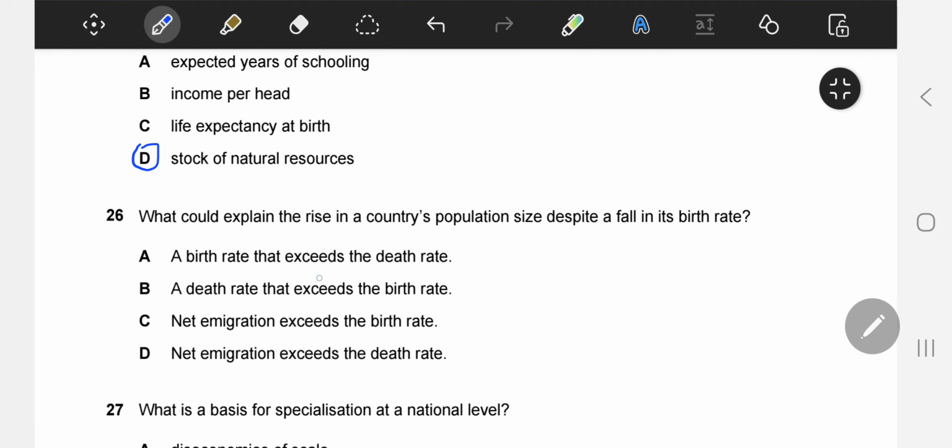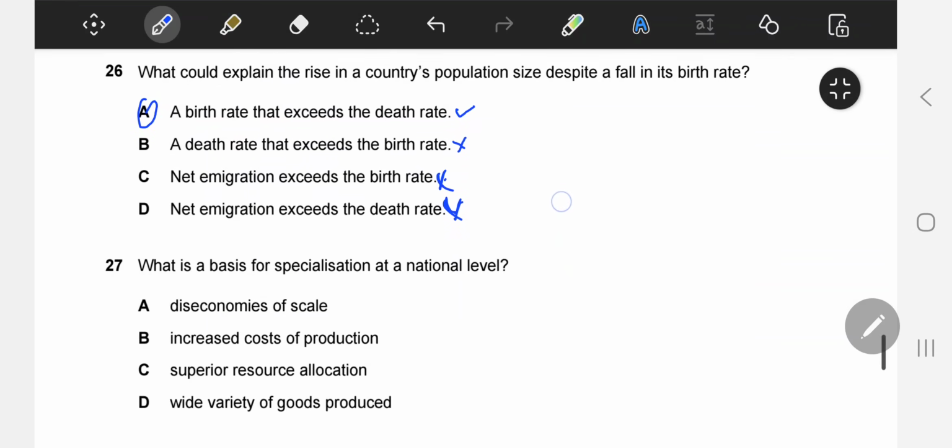Right, so if the birth rate exceeds the death rate, then of course we can have more people here. So this one can be true. A death rate that exceeds the birth rate, no, this one will not give us more population. Net immigration exceeds birth rate. Net immigration, people coming in exceed those who are born. This one, no. Net immigration exceeds the death rate. People leaving the country exceed people that are born. I think the correct answer here is A for 26. It makes more sense than these two. Let's move on to 27.